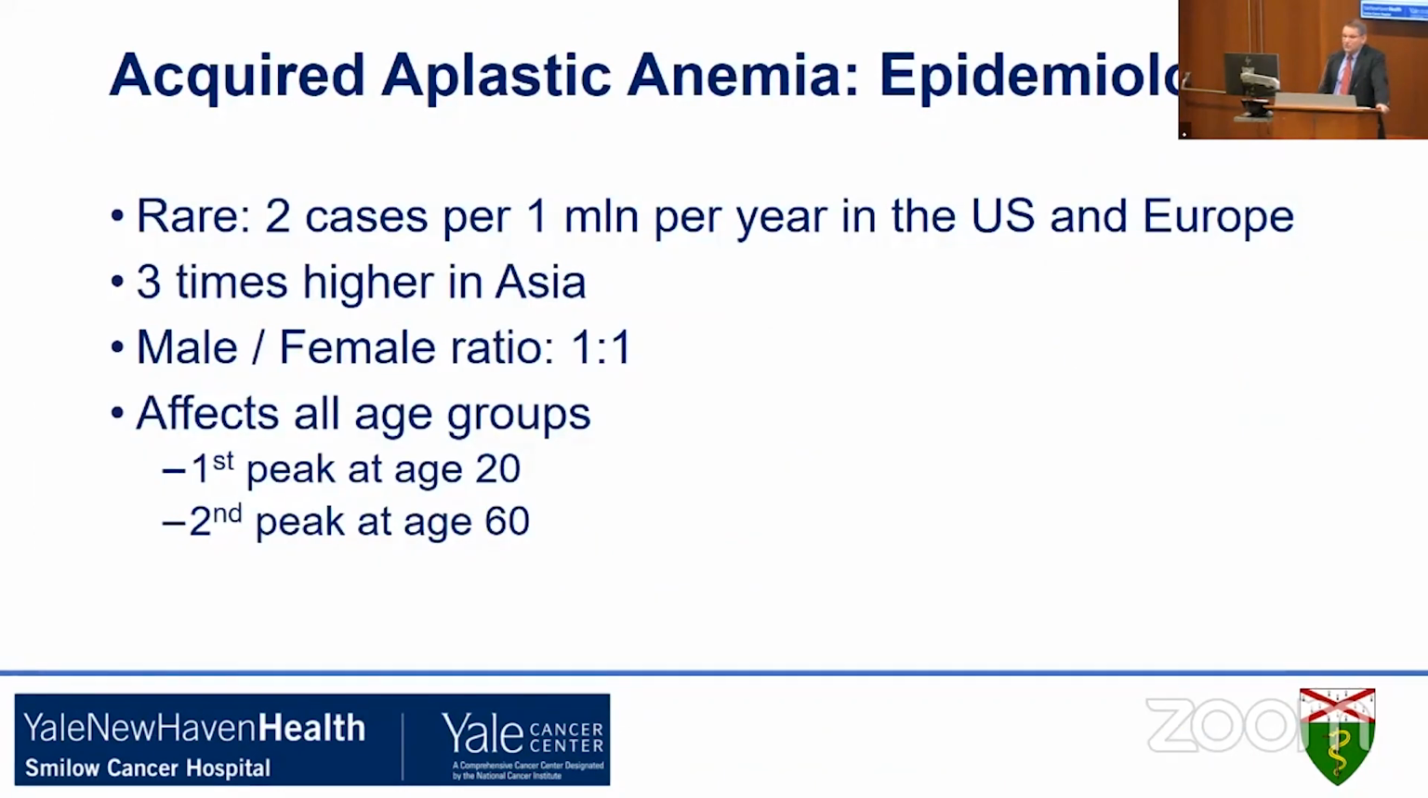But the most common aplastic anemia subtype is acquired aplastic anemia. Even though I say most common, about 90% of patients with aplastic anemia will have this subtype, it is a rare condition. So it's about 2 cases per 1 million per year diagnosed in the United States and Europe. The incidence and prevalence is somewhat higher in Asia, 3 times higher. The male to female ratio is 1 to 1, so equal gender involvement with this disease. And in the affected age groups, you can separate 2 peaks. The first one at the age of 20 and the second one at the age of 60.